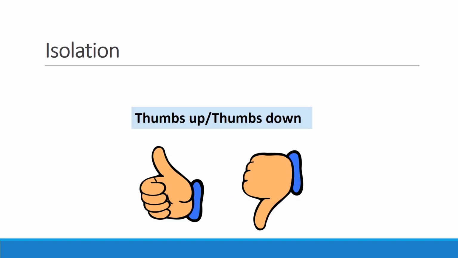Thumbs up, thumbs down is an interactive way to monitor students. Students show thumbs up for yes and thumbs down for no. Do you hear d in dog? Thumbs up. Do you hear d in sit? Thumbs down.